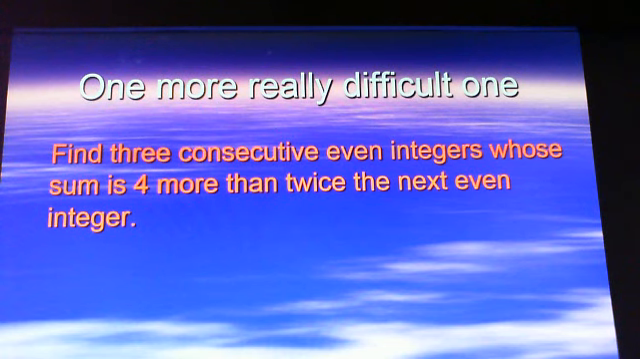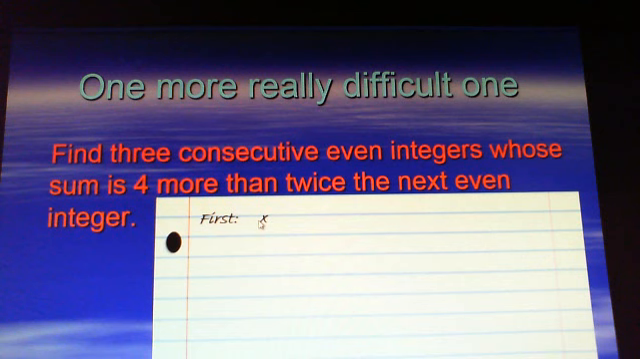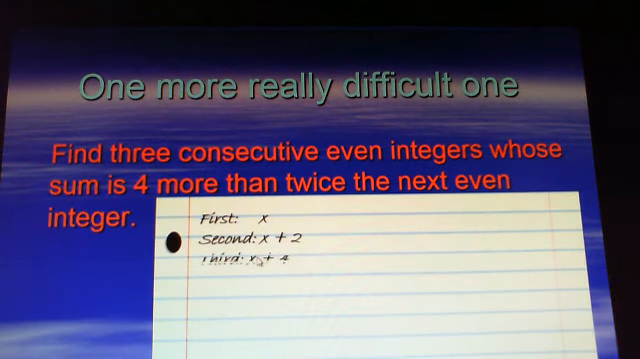So that means we need to pull from our consecutive even list. And how many integers are we talking about? It says find 3 consecutive even integers. So I have to list my first, my second, and my third, but I also need to list the next one because they talk about the next one. So they want us to find the first 3 whose sum is 4 more than twice the next one.